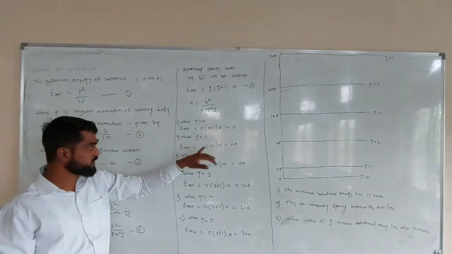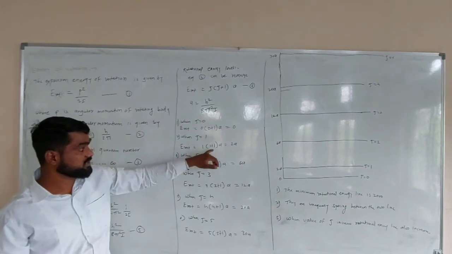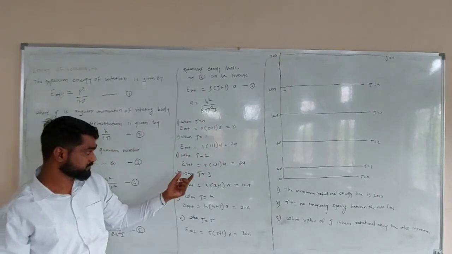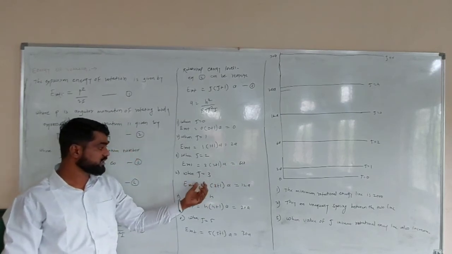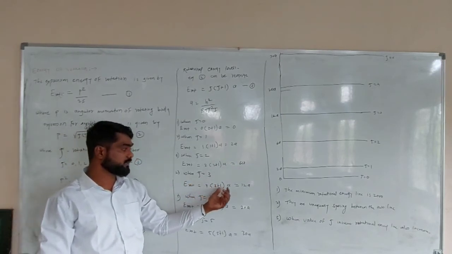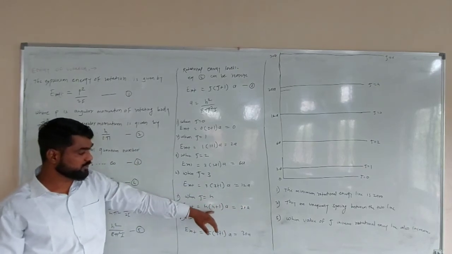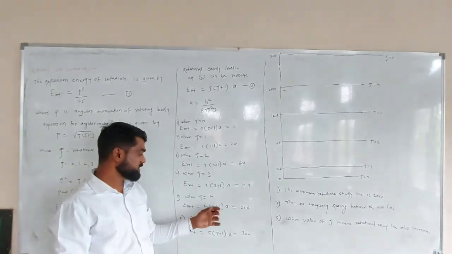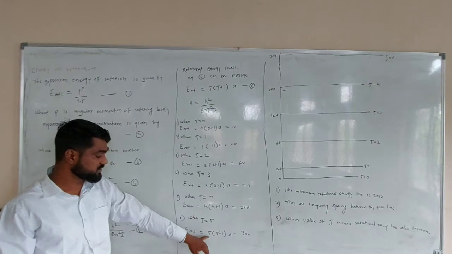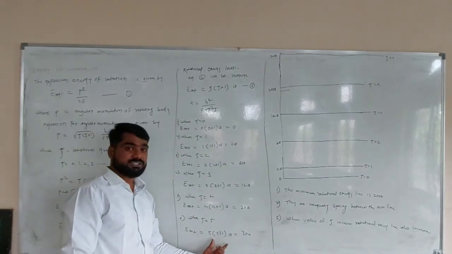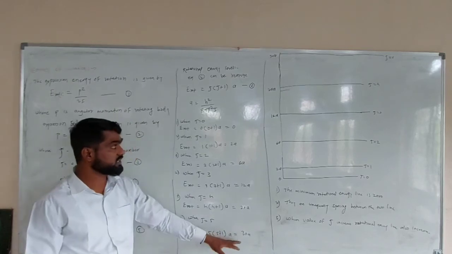When J is equal to 1, that is 1 into 1 plus 1, that is 2a. When J is equal to 2, 2 into 2 plus 1 into a, that is 6a. When J is equal to 3, E rotational, 3 into 3 plus 1 into a, that is 12a. When J is equal to 4, 4 into 4 plus 1 into a, 4 into 5, that is 20a. And when J is equal to 5, E rotational, 5 into 5 plus 1 into a, 6 into 5, 30, that is 30a.